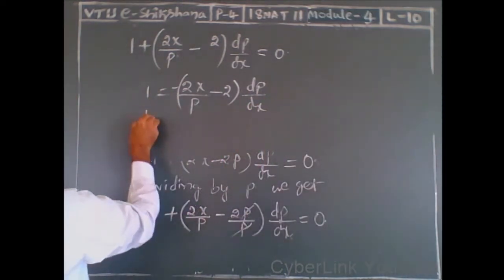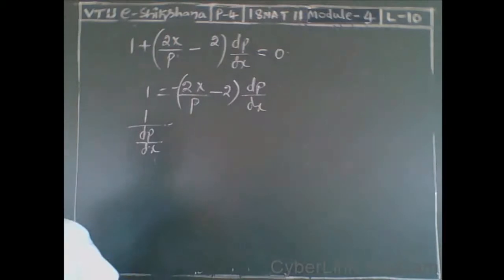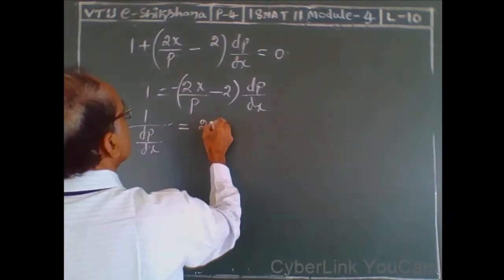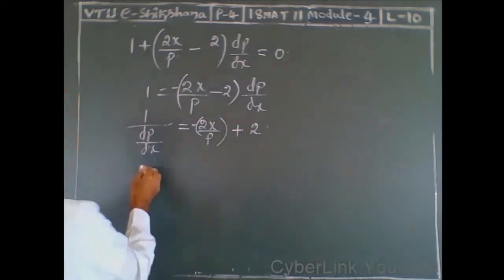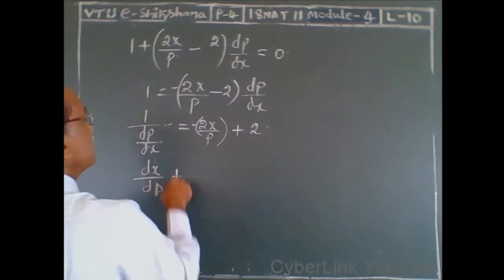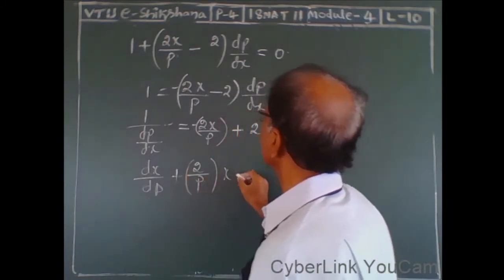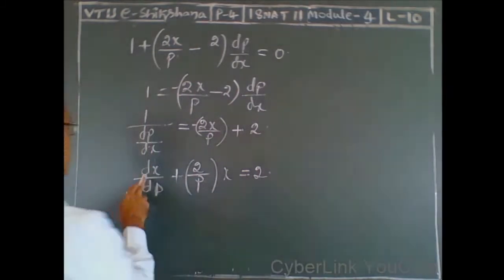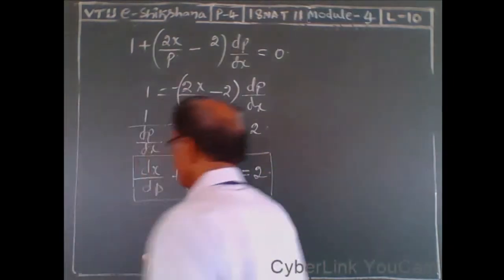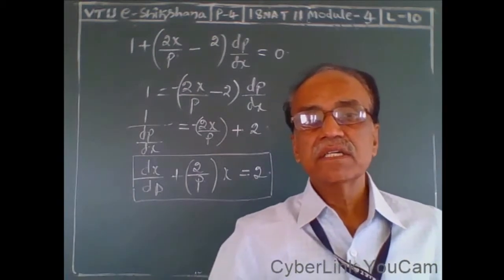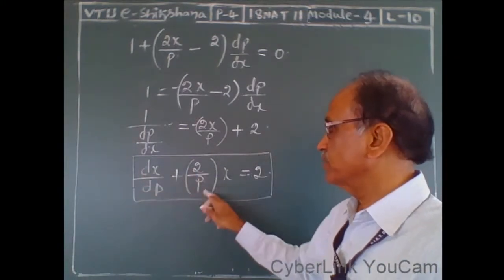Then we can consider this will be 1 divided by dp by dx is equal to minus 2x divided by p plus 2. This becomes dx divided by dp plus 2 by p multiplied by x is equal to plus 2. That means dx by dp plus 2 by p into x is equal to 2. To this form we brought that differential equation which was said to be non-linear. Now we brought it to the linear differential equation: dx divided by dp plus 2 by p into x is equal to 2.